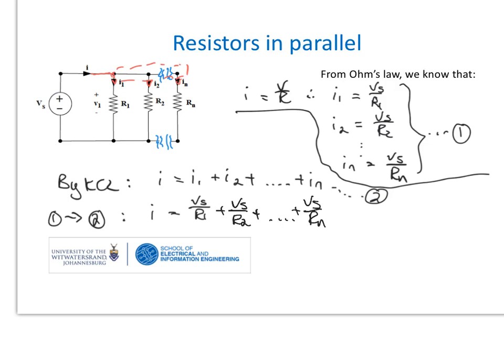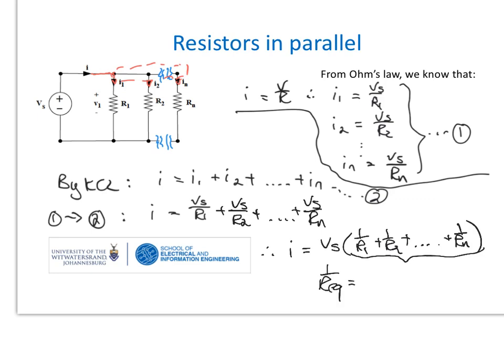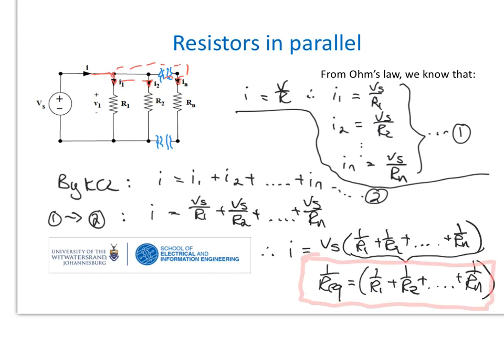And because the Vs is the same in each case, we can therefore say that I is equal to Vs times 1 upon R1 plus 1 upon R2 plus, and so on up to 1 upon Rn. And so for resistors in parallel, we can model these resistors in parallel as an equivalent resistor, which is 1 upon R equivalent, and that is equal to 1 upon R1 plus 1 upon R2 plus, and so on up to 1 upon Rn. And this is the general case for resistors in parallel.